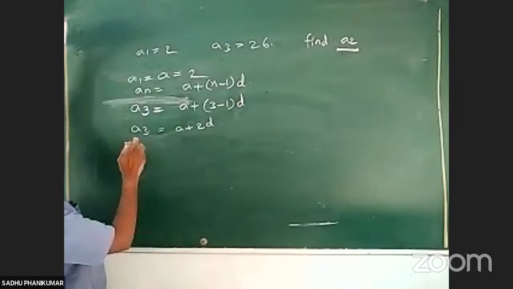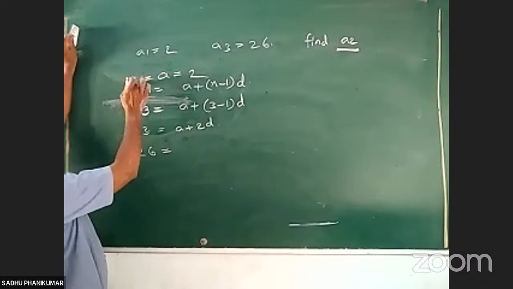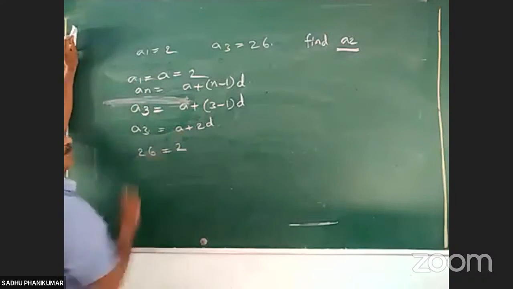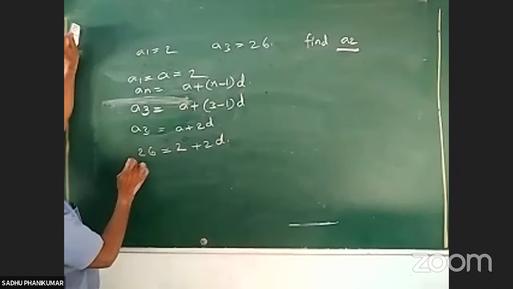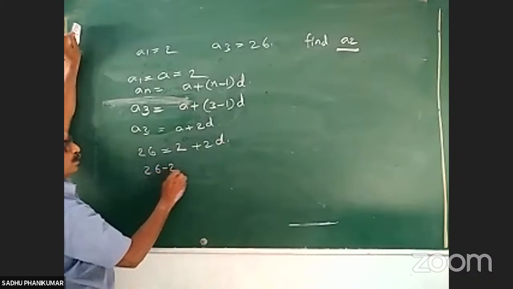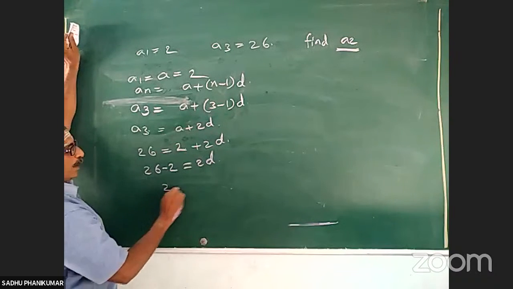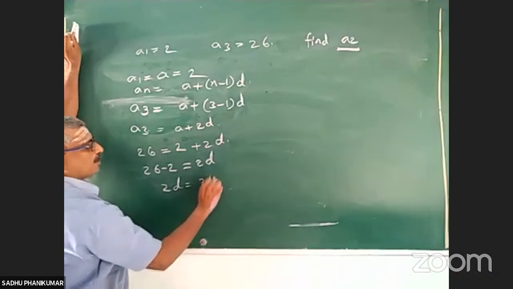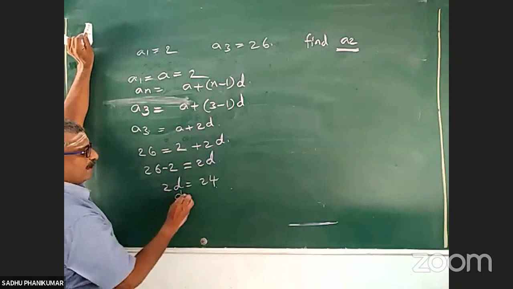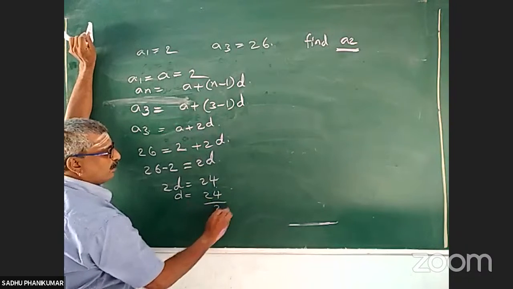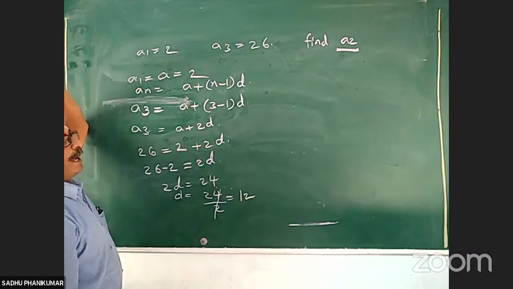So I am substituting: 26 is equal to a, the first term which is a1, which is 2, plus 2d. Taking the 2 to the other side, 26 minus 2 is equal to 2d. That means 2d is equal to 24. So d is equal to 24 by 2, which is equal to 12. Now what do we have to find?